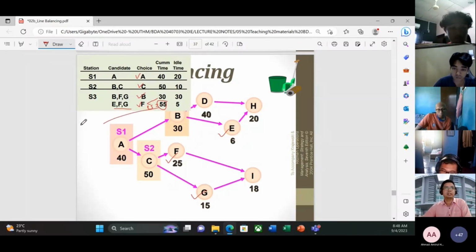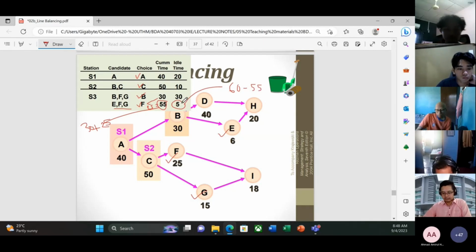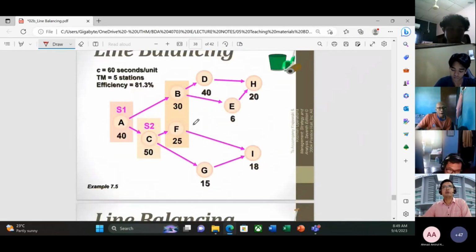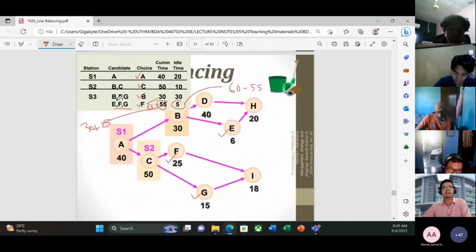How do we get this? 30 plus 25, so we get 55. So what is the idle time? How do we calculate the idle time? 60 minus 55, so we get 5 idle time, up to date here. Okay, clear? Is the cumulative time more than 60 seconds? No, it is less than 60, so we proceed. So station number 3 will be B and F. This is station number 3. Okay, B and F, clear.